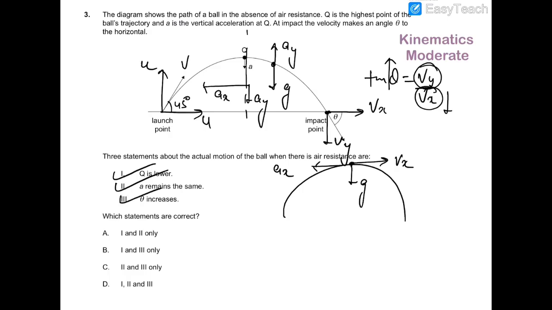So the correct answers would be 1, 2, and 3, and therefore the choice which is correct is D. Now let us move on to the next question.